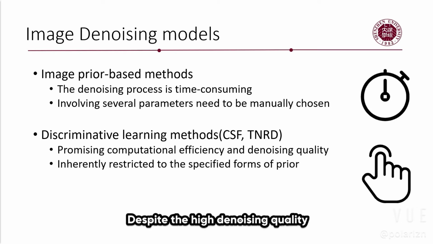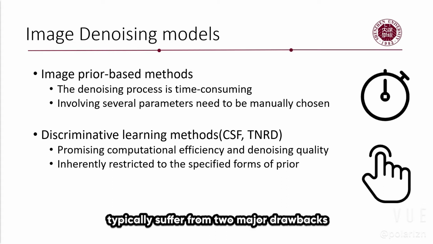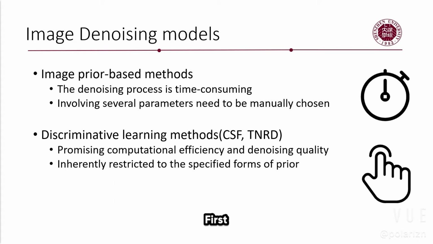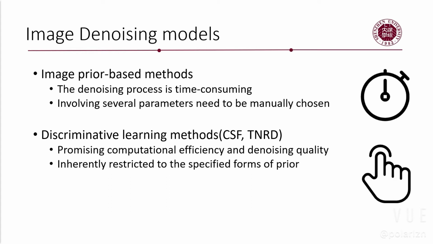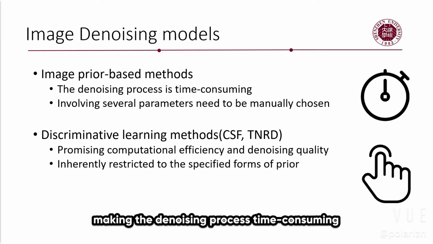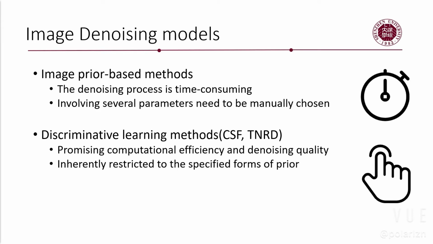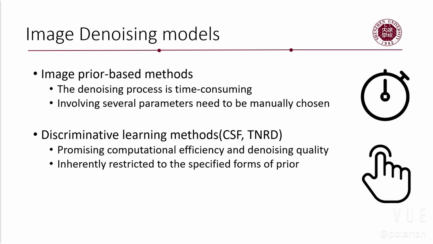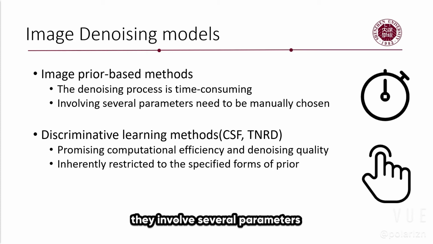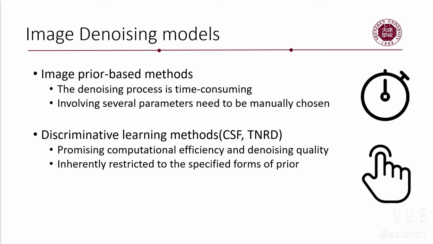Despite the high denoising quality, most of the image prior-based methods typically suffer from two major drawbacks. First, these methods involve a complex optimization problem in the testing stage, making the denoising process time-consuming. Hence, most of the prior-based methods can hardly achieve high performance without sacrificing computational efficiency. Second, they involve several parameters that must be chosen manually.